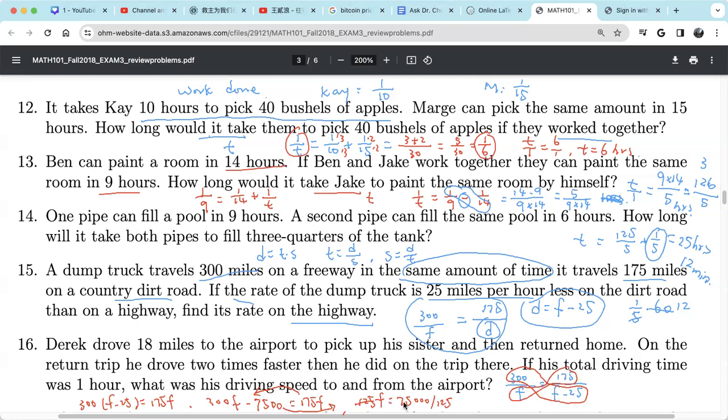Actually, I don't really need to multiply 300 with 25. Let's just keep it as 300 multiplied by 25. 25 goes into 125 5 times, because 25 times 5 is 125. Then 300 divided by 5, that's 60. So the speed the truck travels on the highway or on the freeway is 60 miles per hour, right?